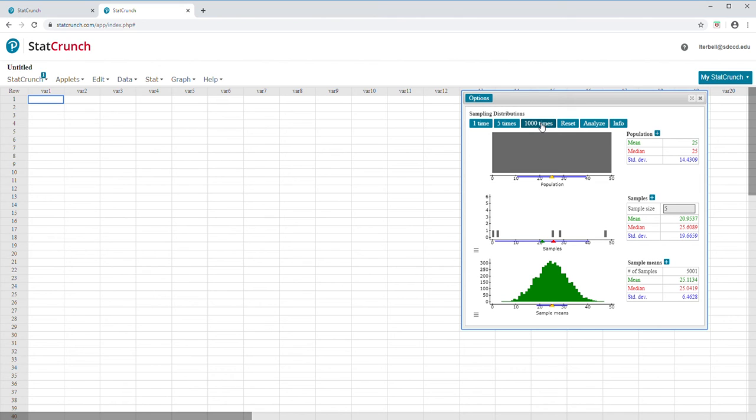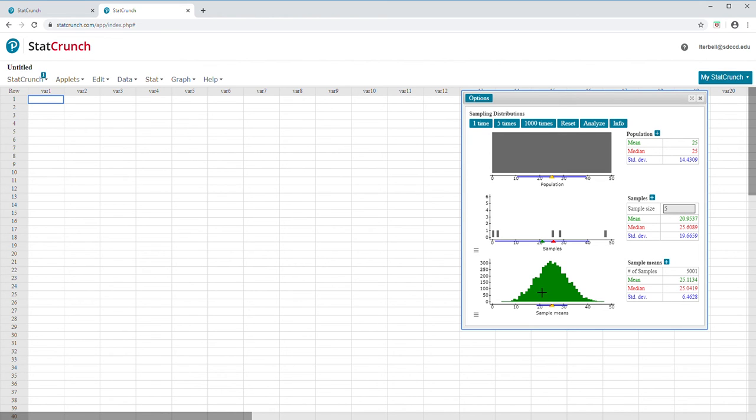Now let's look at the population mean for this one, from 0 to 50, which is 25. And notice that the mean of the 5,001 means is about 25.1. The population standard deviation is 14.4. The standard deviation of our 5,000 means is 6.4. So it's less variation, a smaller standard deviation.